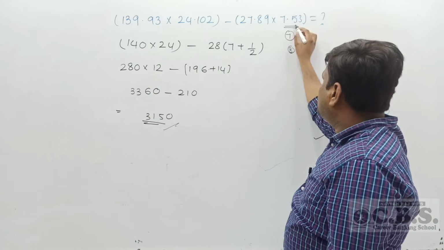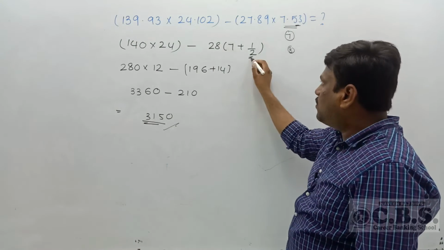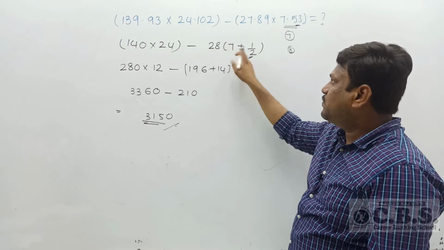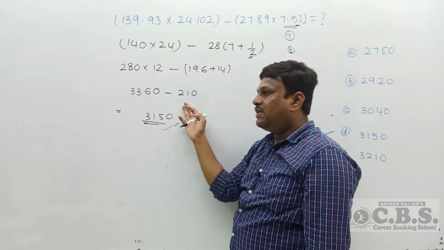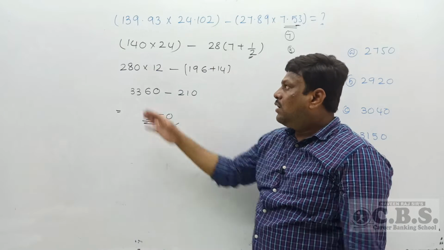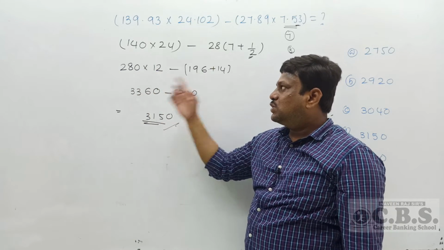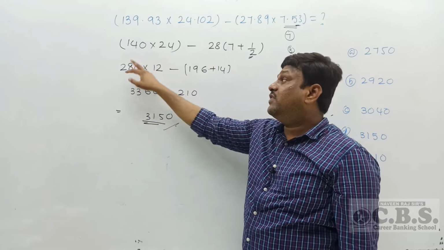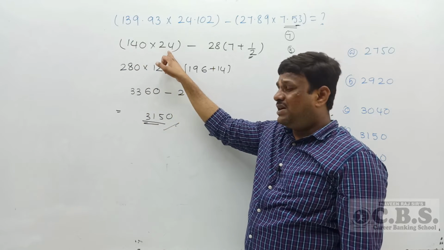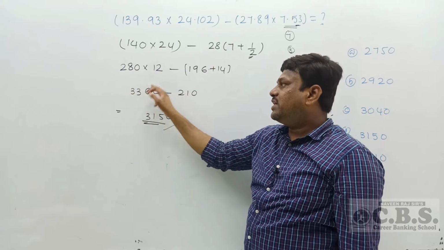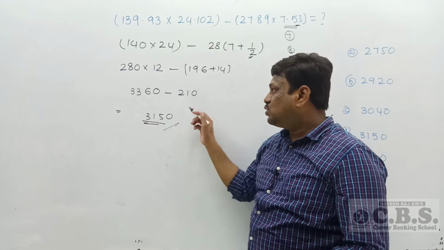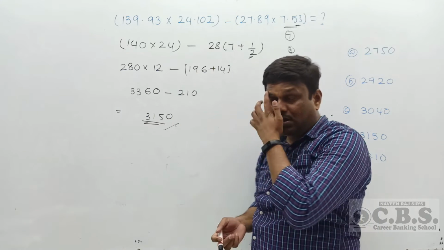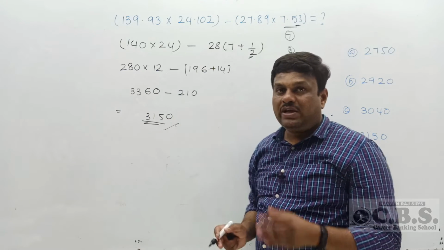So this one is a bridge, meaning what? Off. So 28 sevens are 196, 28 off is 14. 196 plus 14 gives you how much? It is 210. So 280 into 12, nothing but 3360. What I do is, double of 140 gives you 280. When I do double it, you take it as off. So 280, 12 times is 3360, minus 210 is nothing but what? 3150. So these are the steps before doing a calculation.